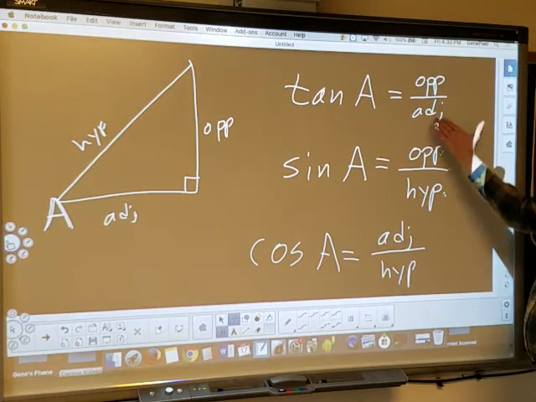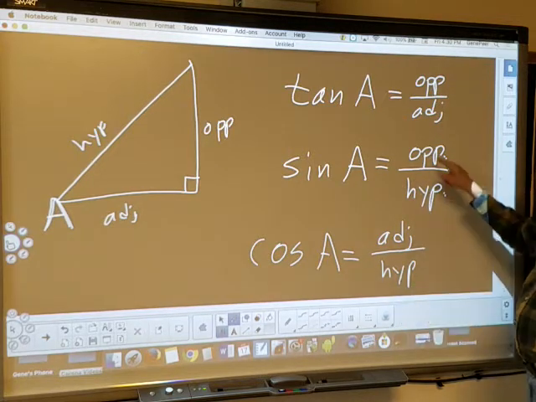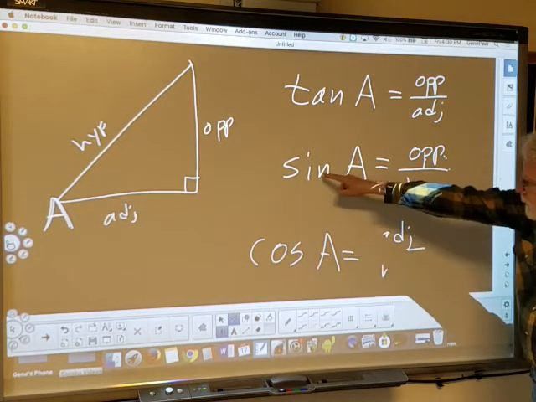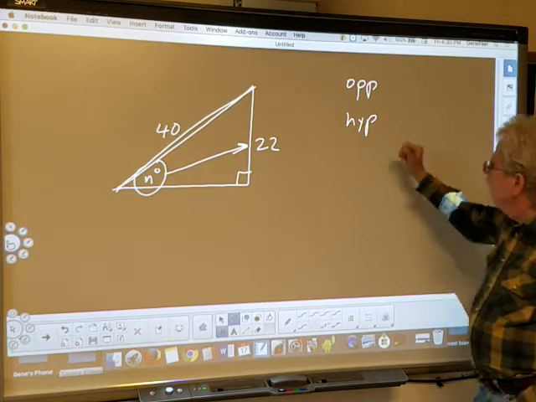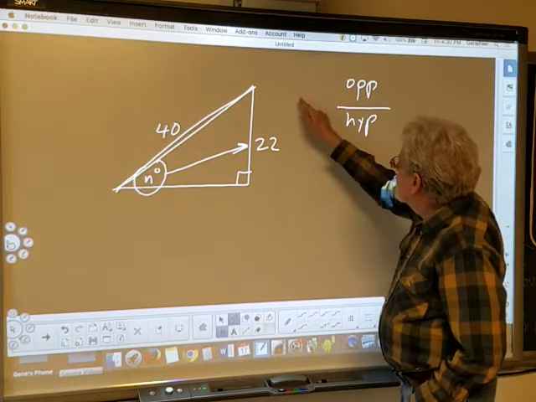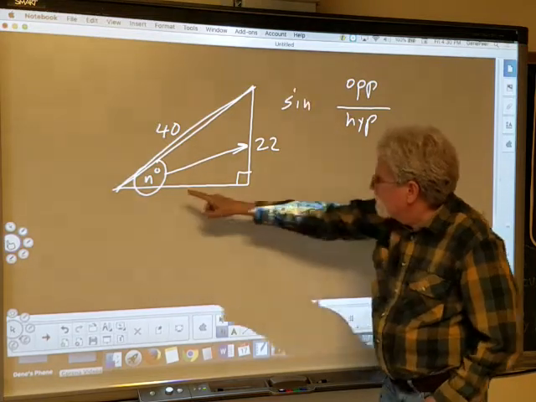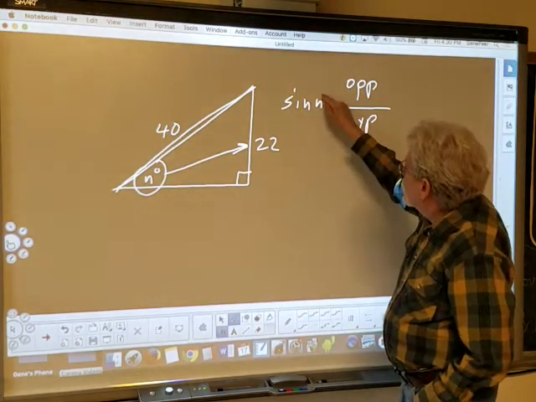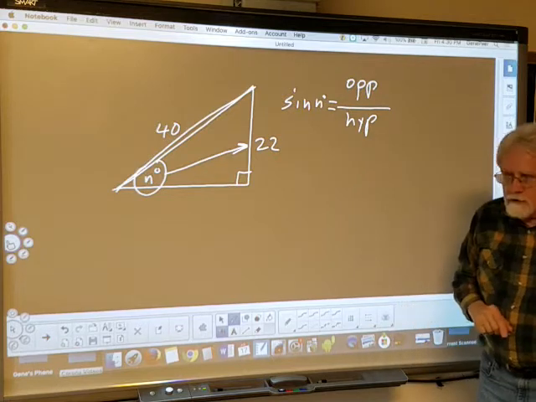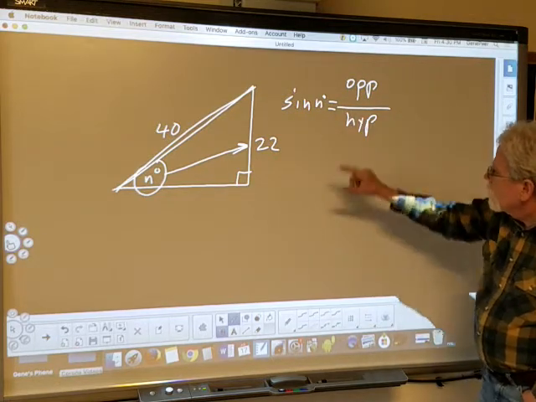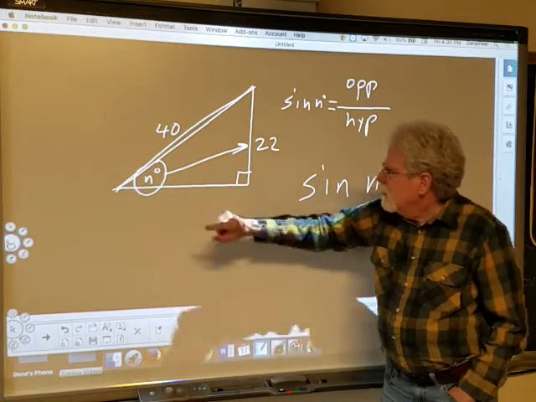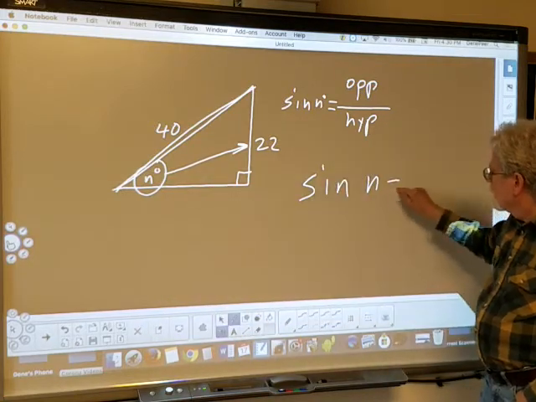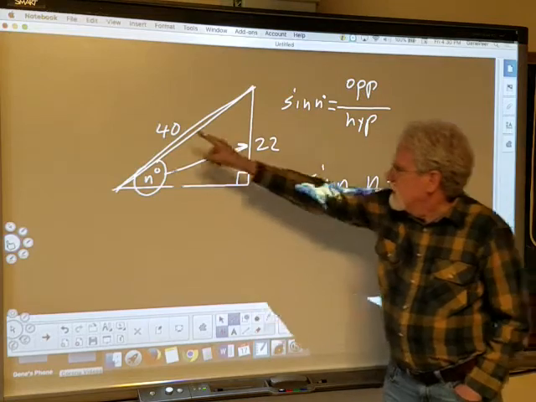You see how important it is to have these ratios memorized. Opposite and hypotenuse, we're going to use sine. So back here, we're going to use sine because the sine of my angle, n degrees, is opposite over hypotenuse. It's getting kind of crowded there. So the sine of my unknown n is opposite over hypotenuse.